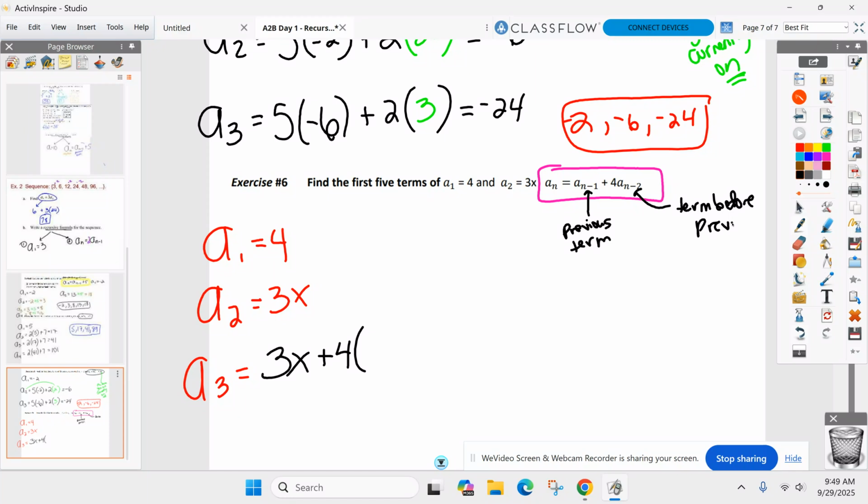Sorry, Sarah, I was getting all fired up there. What do I multiply by 4? What's the term before the previous? There you go. Says everyone, n minus 2 just means the term before the previous one.